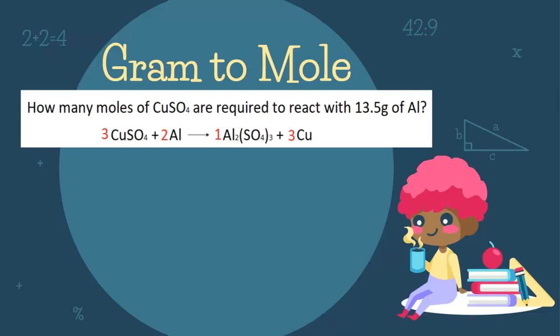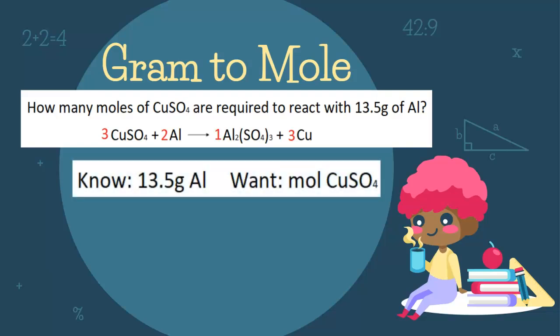Now, everything we just did for moles to moles, you can also do for grams to moles and grams to grams. So this is how we deal with a gram to mole stoichiometry problem. So for this problem, let's identify our know and our want. We know we have 13.5 grams of Al, and we want the moles of CuSO4. Our equation is already balanced, so we're good to start our dimensional analysis.